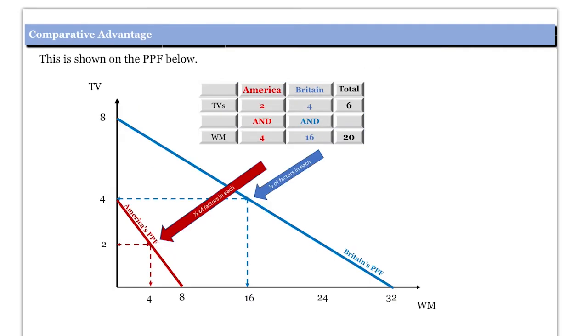Now, like we did before, you draw a PPF, and what you see is that in the case of Britain here, it could have 4 televisions, 16 washing machines, if it put half of the factors in each of the industries. Okay, if they didn't put half the factors, they would have 8 and 32. Same with America, 4 and 8. But if they split the factors half and half, then they have 2 and they have 4. And it's important that you know that for how you're going to show gains from trade later on.